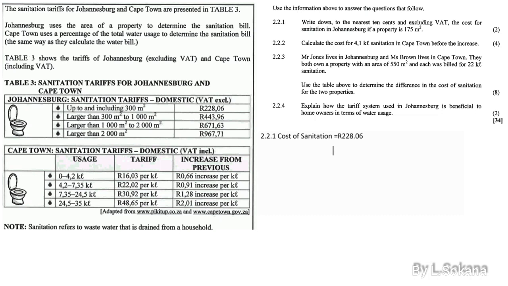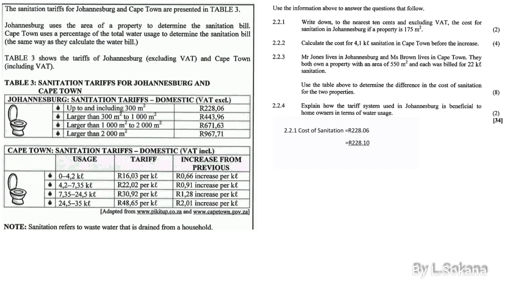So remember, when rounding, we check whether the number after the digit we're rounding to is above or below 5. If it is above 5, we round up. If it is below 5, we round down. So in this case, we are going to round up because 6 is above 5. So our final answer will be 228 rand and 10 cents, since 6 is above 5. So it will be 228 rand 10 cents.